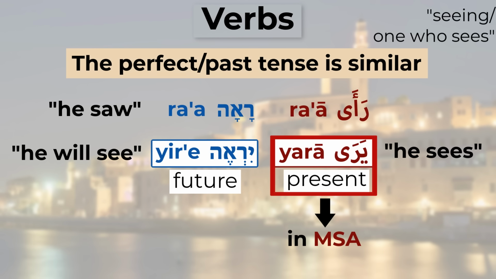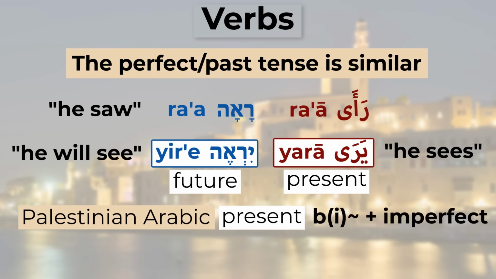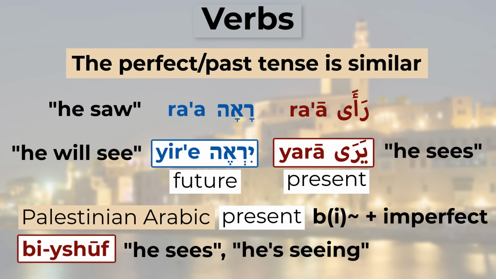That's in modern standard Arabic. In dialects, there's often a present tense prefix. Like in Levantine Arabic, the prefix b, usually b, makes the imperfect form the present tense or present continuous. Biyashuf means he sees or he's seeing. And this is the more common colloquial verb for see.